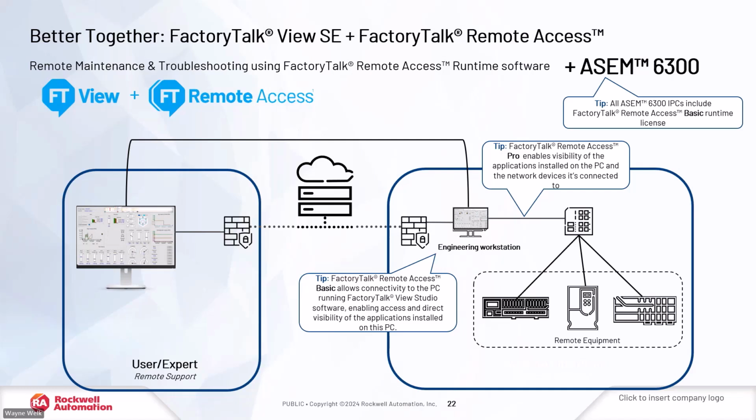So remote access basic, which comes with a lot of the edge compute modules, the Awesome 6300 industrial PC, allows for connectivity directly to the PC running View SC and the applications installed locally, while the Remote Access Pro, which would be installed on the Stratix 4300, enables visibility to the PC and any other device that's on the network connected to it.